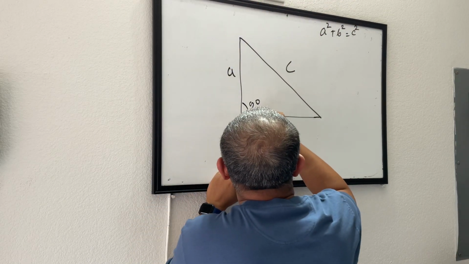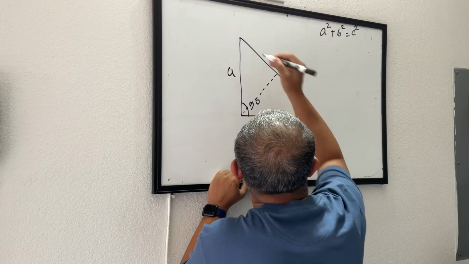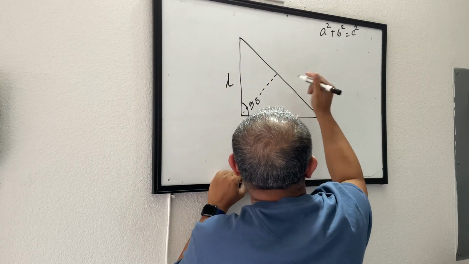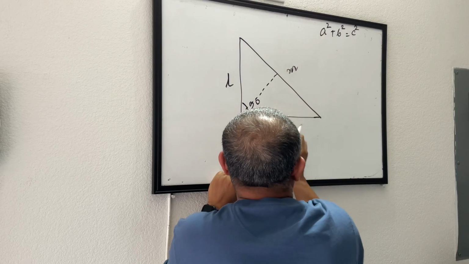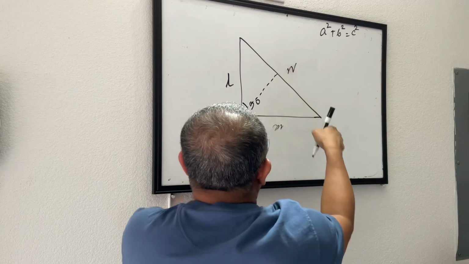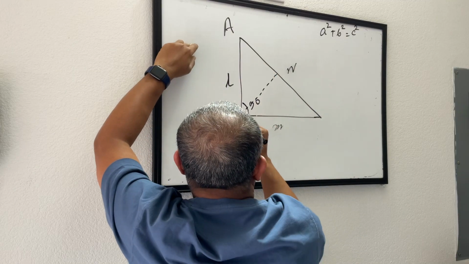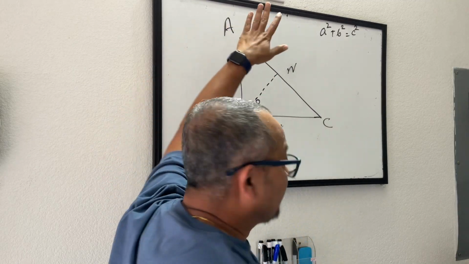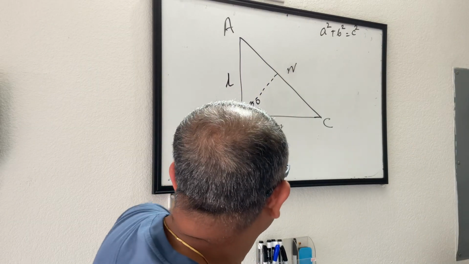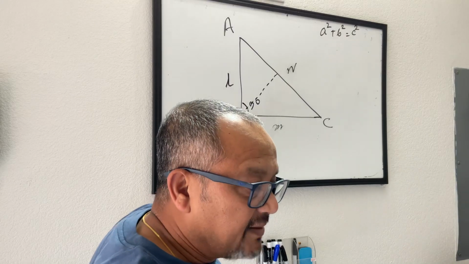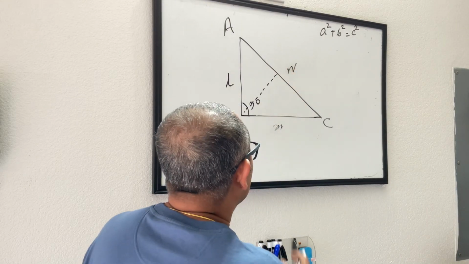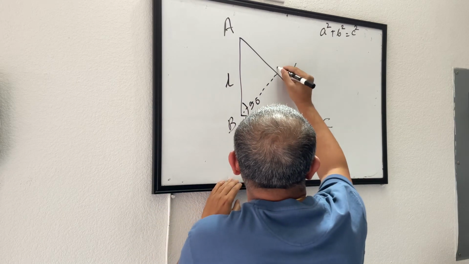What I'll do is, I'll drop a perpendicular from here to here. Let me give it a name. I will say this is L, this is M, and this is N. N is the hypotenuse of the original triangle. This is my right angle triangle ABC, and this angle is 90 degrees. From this vertex, I have dropped a perpendicular to the other side, meeting at point D.